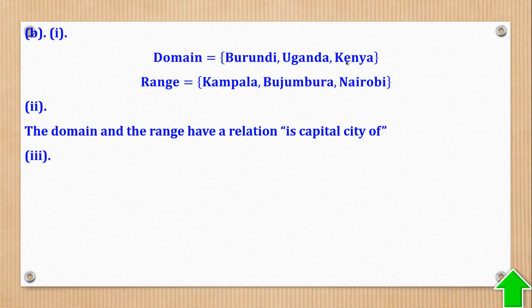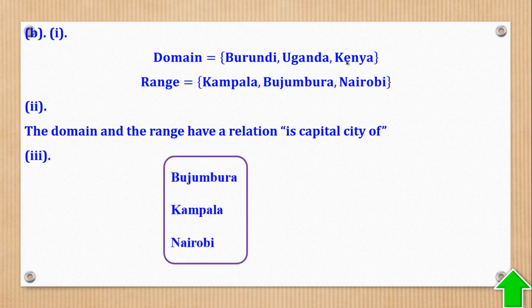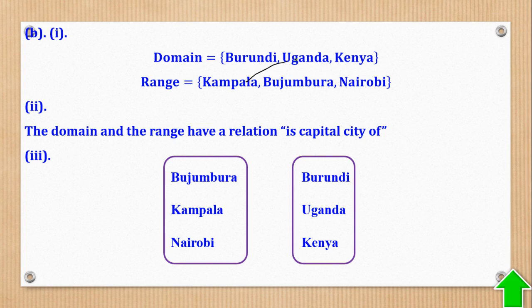So in the arrow diagram, we shall rearrange them to be in line. So for Bujumbura, the capital city of Burundi, meaning we begin with Burundi. Kampala is for Uganda, so followed by Uganda. Nairobi is for Kenya, so we go to Kenya. Then you can put the arrows.